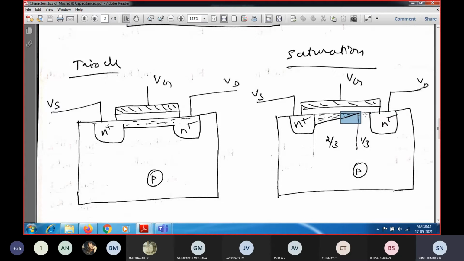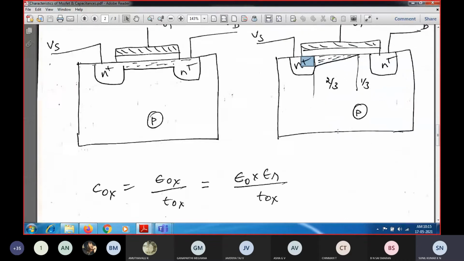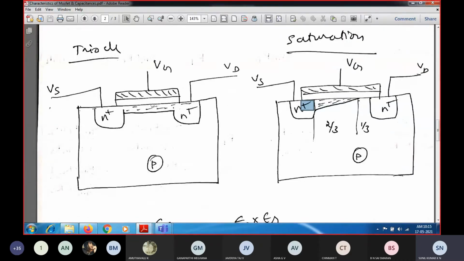One third of W into L into COX gives the value when the device is operating in the saturation zone. We can also see some of the source as well as the drain region. You can see this much area is overlapped by the drain, so you have to add that overlap capacitance effect. That also has to be included in the gate to source as well as gate to drain capacitance, and that is going to slightly change the value of the capacitance.